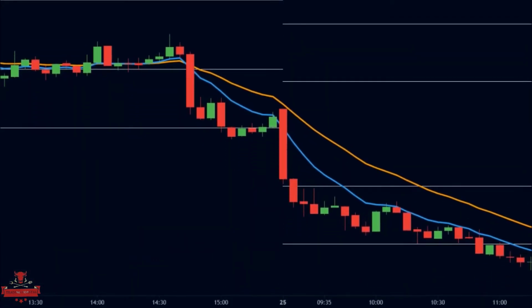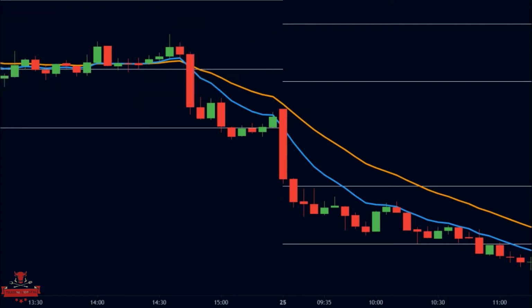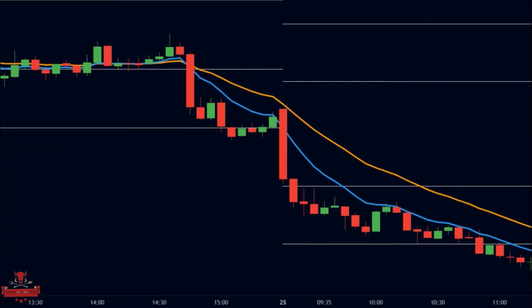Let us now look at a sell trade. Here we can see that the price was in a sideways trend on the previous day. But towards the end of the day the price started making lower lows. Due to this, we see that the moving averages slope downwards, and the 9-period EMA stays below the 21-period EMA. As you can see, here we had a selling opportunity.